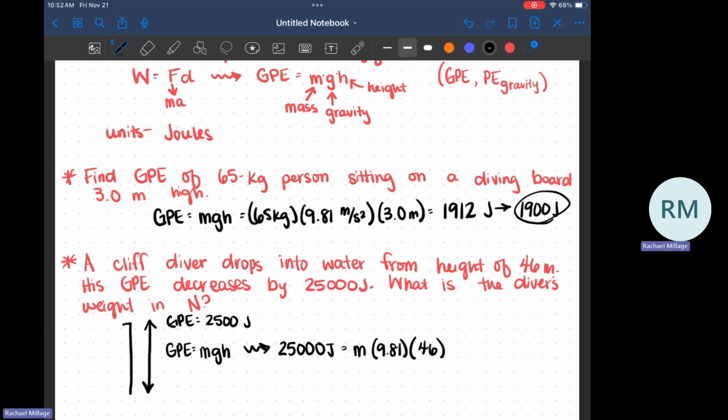So then we could solve for mass, but that would give us mass in kilograms, right? Yes, it would give us a mass in kilograms. What would we then have to do with that mass in kilograms to turn it into a weight? Nope, we don't have to move the decimals. That would be if we were converting from kilograms to grams, right? But how do we turn kilograms into newtons? How do we find something's weight?